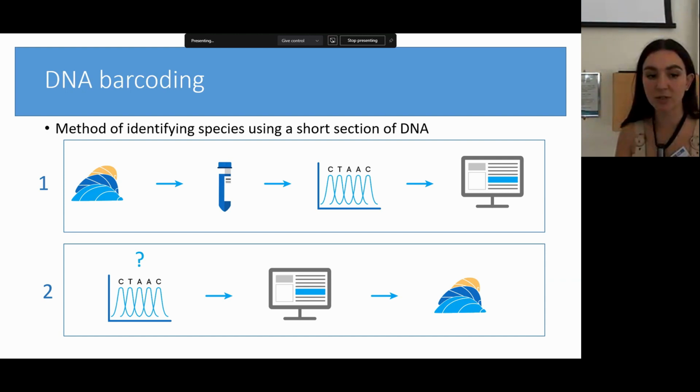Or method 2, you have sequences which you don't know what species they belong to. So this would be, for example, our eDNA samples. We just have water samples. We don't have actual specimens. And you compare these to this online database, and that gives you your species identification.